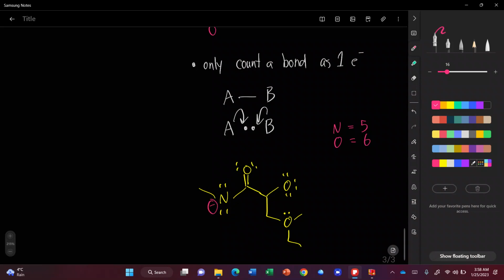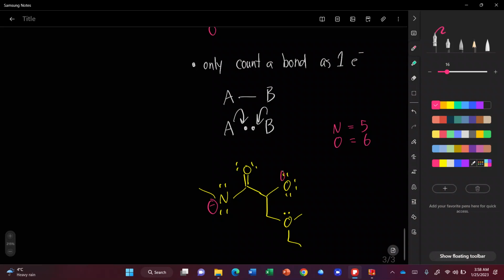Alright, let's do this oxygen up top. This oxygen up top has 1, 2, 3, 4, 5, 6. Notice that because it was a double bond, which normally has 4 electrons, formal charge indicates that the double bond is perfectly shared, so the oxygen gets 2 of the 4, the carbon gets 2 of the 4. The other way to think about it is that one bond is 1 electron, so a double bond would be 2 electrons, a triple bond would be 3 electrons. Anyway, that oxygen has 6, which means that it is formally neutral.